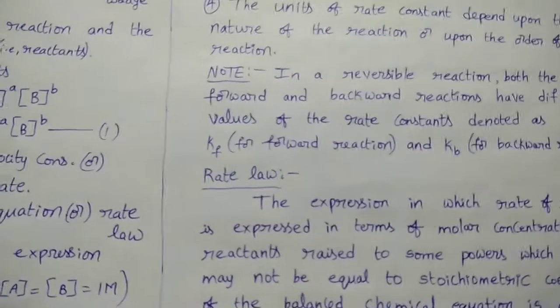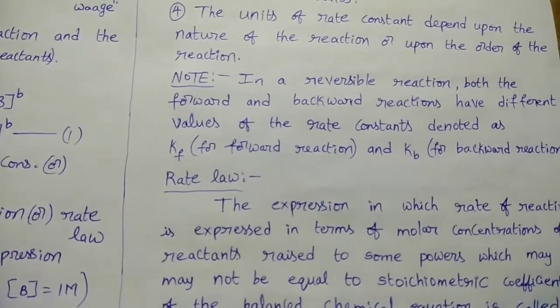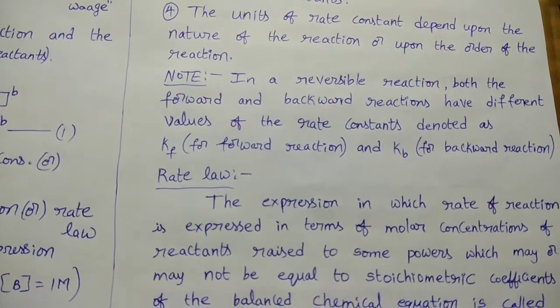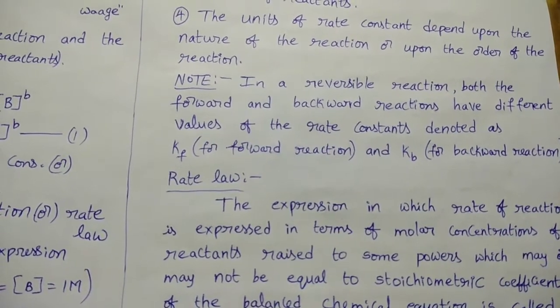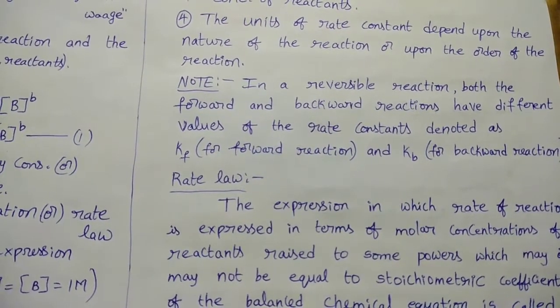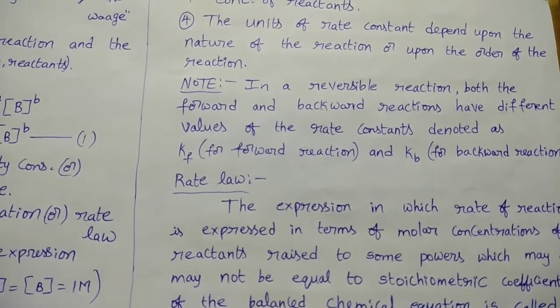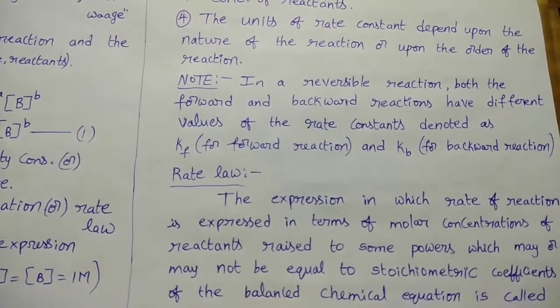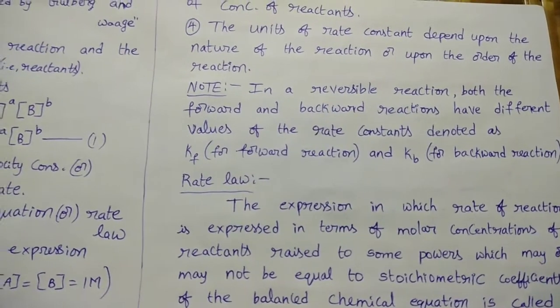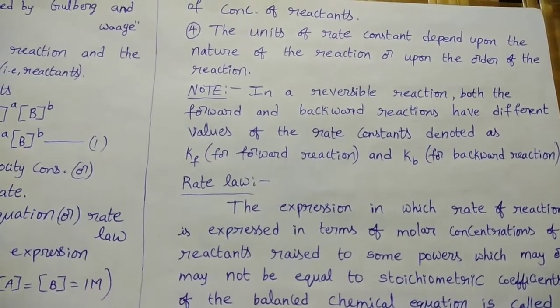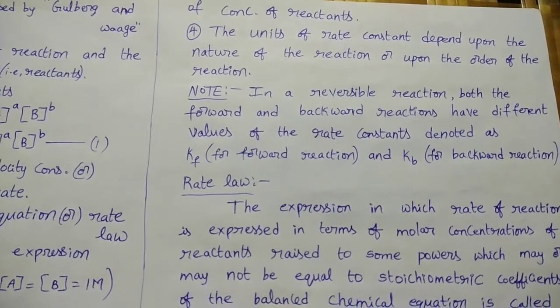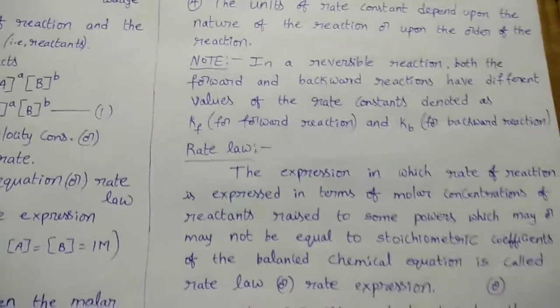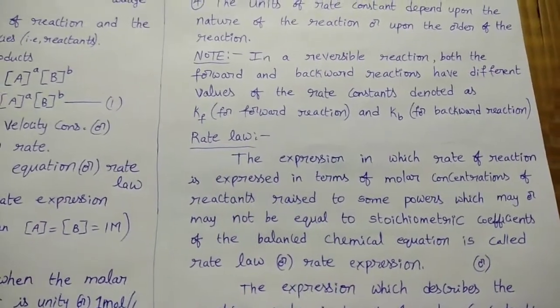Next, in the case of a reversible reaction, how is the rate constant? Both the forward and backward reactions have different values of the rate constants. For the forward reaction, Kf is the rate constant. For the backward reaction, Kb is the rate constant. These two are not the same. These two are different for a reversible reaction. Keep it in mind.